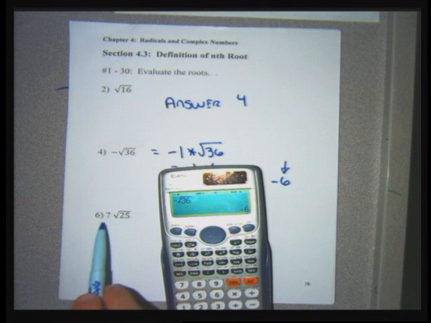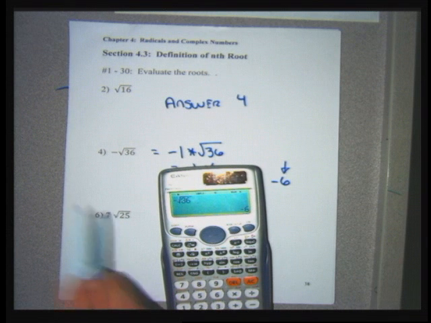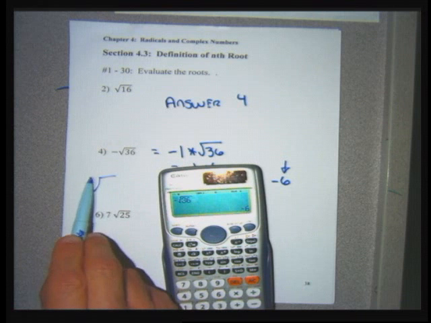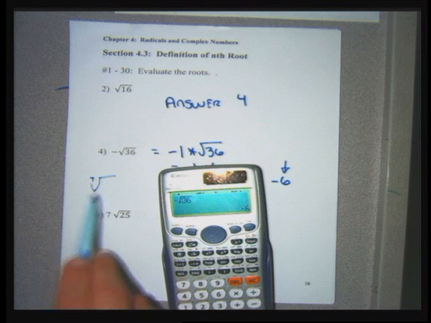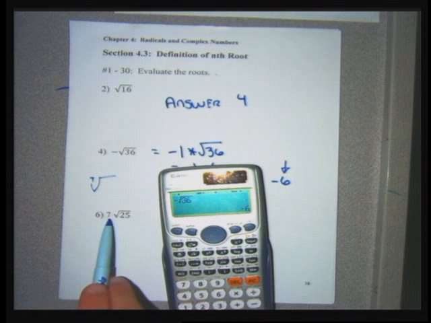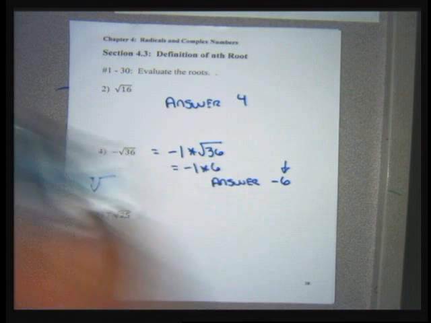6 is not a 7th root. For it to be a 7th root, the 7 would have to be kind of up here or in the little cup. My calculator kind of puts it above, but it would be kind of a subscripted number. This actually, problem 6, means 7 times the square root of 25.